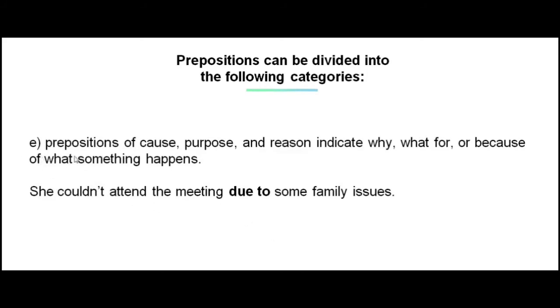E. Prepositions of cause, purpose, and reason indicate why, what for, or because of what something happens. Have a look at the example below. She couldn't attend the meeting due to some family issues. Now the preposition "due to" tells us why she couldn't attend the meeting.